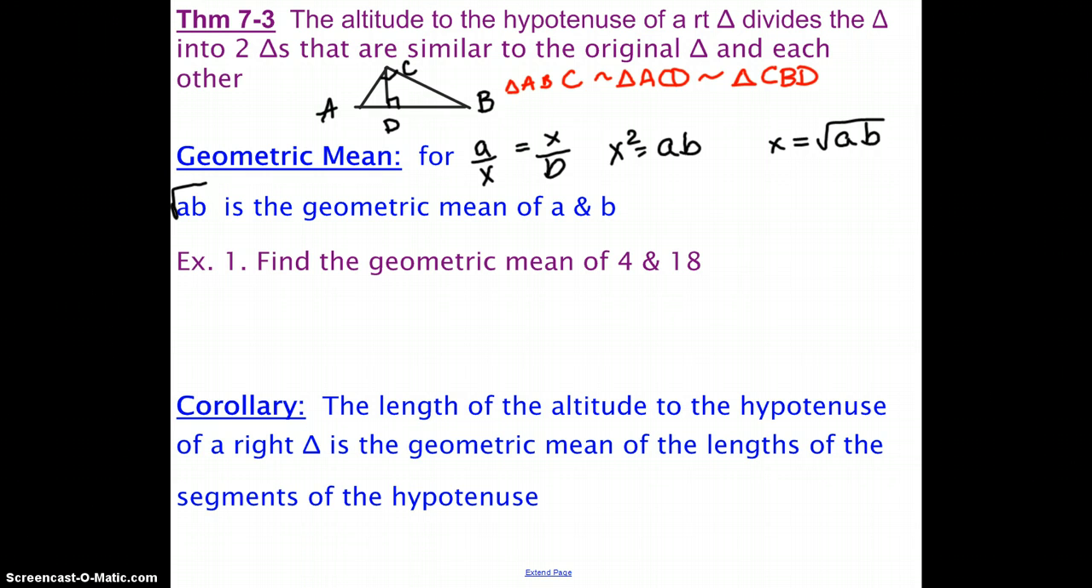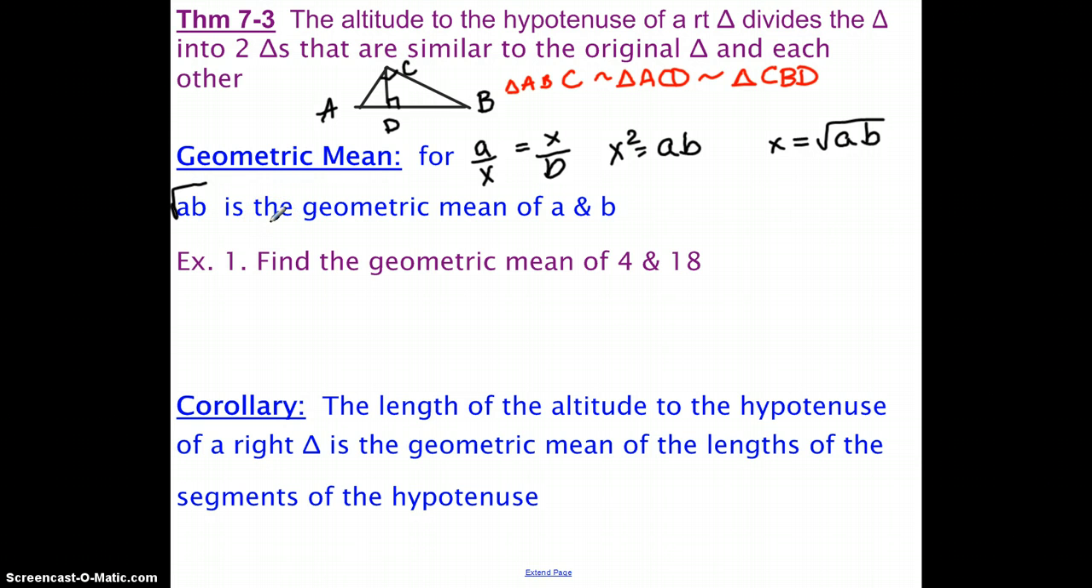The first theorem that we deal with, Theorem 7-3, says that the altitude, which is this line right here with that 90-degree angle, actually divides this big right triangle into two triangles. And really this theorem tells us that the big triangle, this ABC, and these two little ones are all similar triangles. Now that's going to be helpful for us to use.